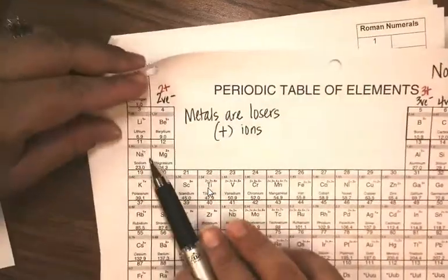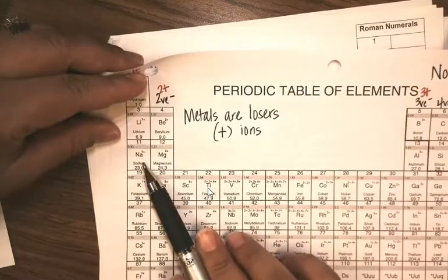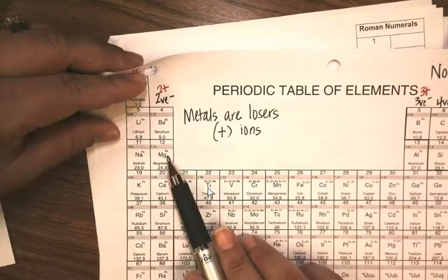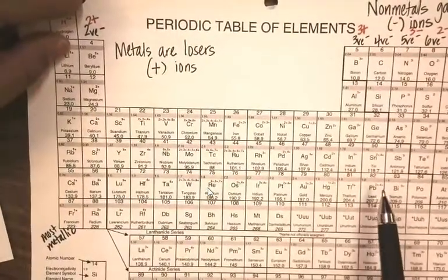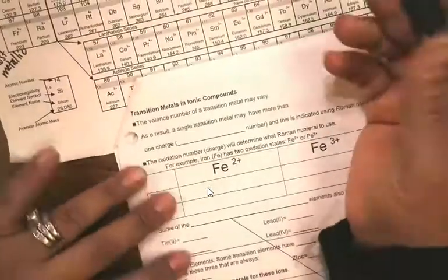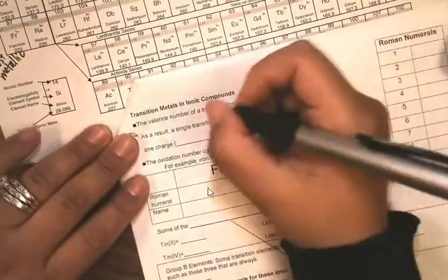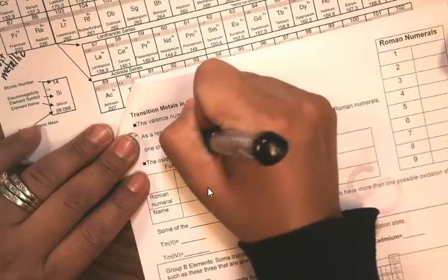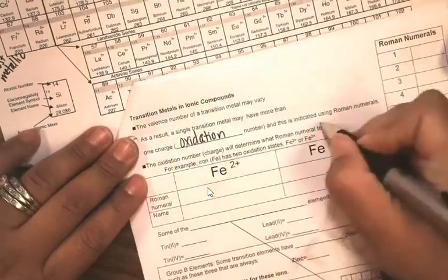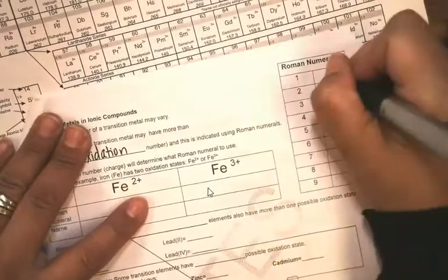So far, we've been looking at metals that only have one charge. When they only have one charge, you don't put a Roman numeral. But when these middle group ones or these post-transition metals have more than one charge, I have to put Roman numerals. So as a result, a single transition metal may have more than one charge, which is the oxidation number. And so we have to use Roman numerals. So what are our Roman numerals?